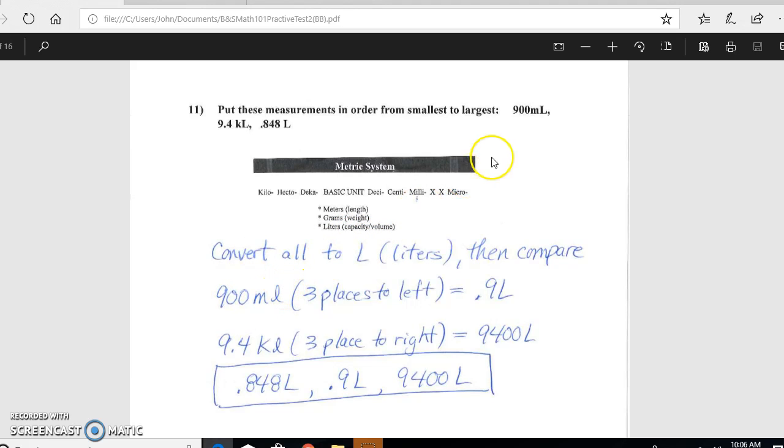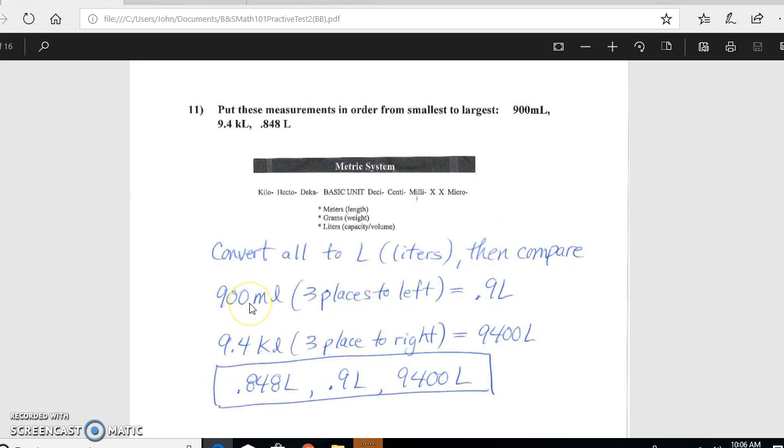So with the first one here, we have 900 milliliters, and we see that milli is over here, and we want to convert the milliliters to liters, which is in the center of the table. So we are going to convert from milli to liters, we're going to move 1, 2, 3 places to the left, which means I need to move my decimal point 3 places to the left.